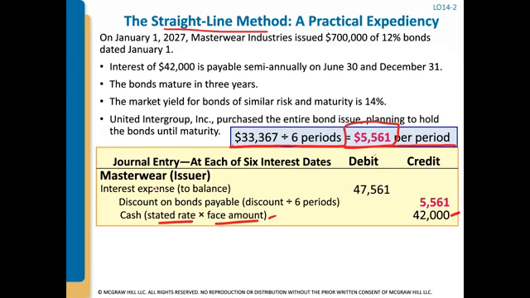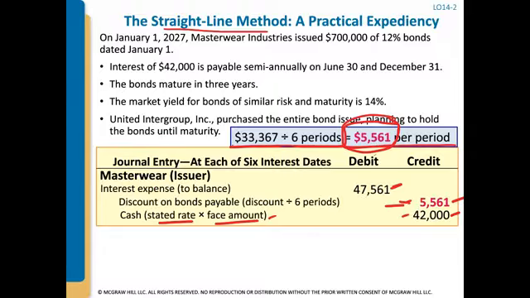And our discount is going to be whatever it is every period. This is going to be our discount, the amortization on the discount. So we're going to credit the discount on bonds payable $5,561 every single period for 6 periods. And then we're going to debit interest expense for the $5,561 plus the $42,000, just so the entry balances.